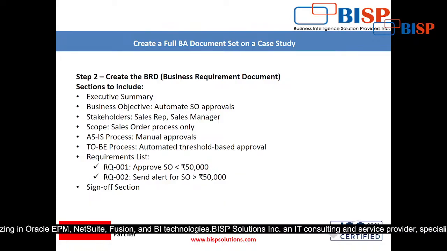So if you take sign off, then at the end of the day nobody will say, I have not approved it like this, I did not want it like this, the process was not according to the requirement. So you have to take the sign off. In this sign off section you have to write down all the people who are directly or indirectly related to this process or this use case.